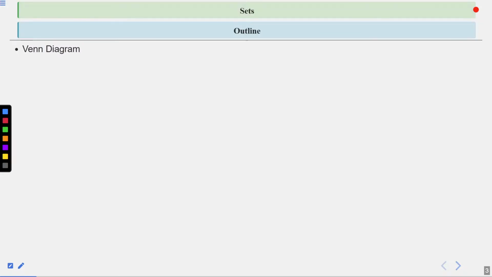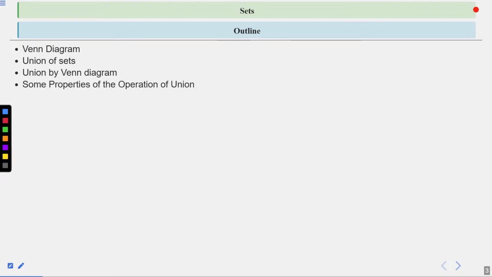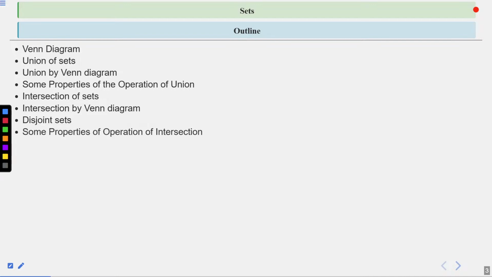Now, the outline for today's session is we are going to discuss mainly about Venn diagram, then operations on sets like union of sets, and then representation by Venn diagram of this union, then properties of this union, intersection of sets, then representation by Venn diagram of this intersection, then disjoint sets and its representation, and then we are going to see some properties related to the intersection, and then in last we are going to see the difference of sets, how we define it.